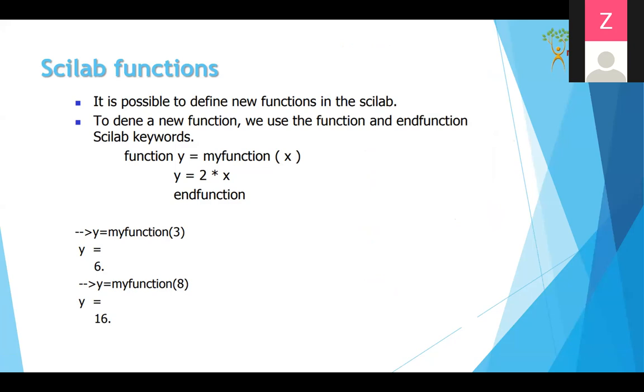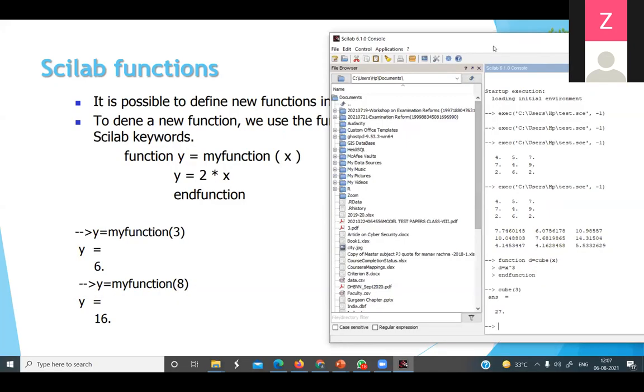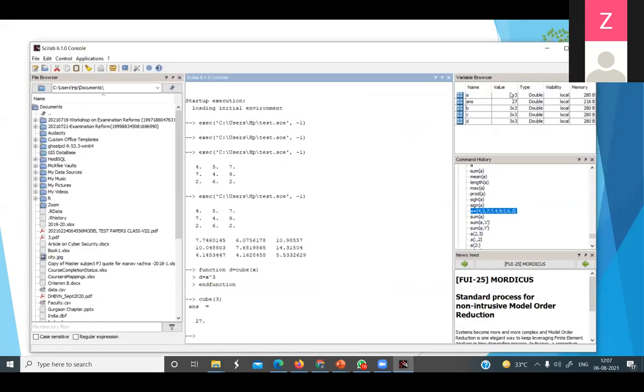The beauty is you need not declare any variable. You need not define what is going to be the size of the variable. You just start using the variables as such, they are available on the platform. You assign the values, and whatever values are assigned plus the name of the variable itself will be available to you in the top right window. This is the variable browser. All the variables which have been created so far, what is the value stored in them, what is the type, what is the visibility, whether it's local or global, and how much memory it is consuming, all these things are displayed in the top right window.